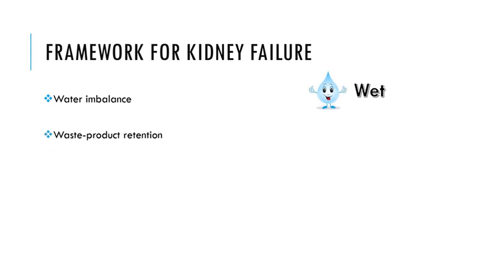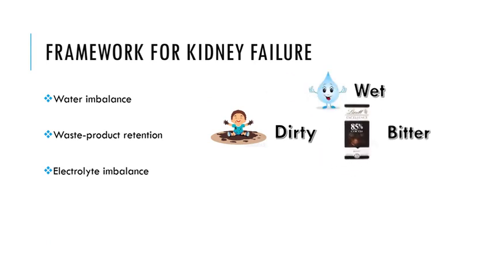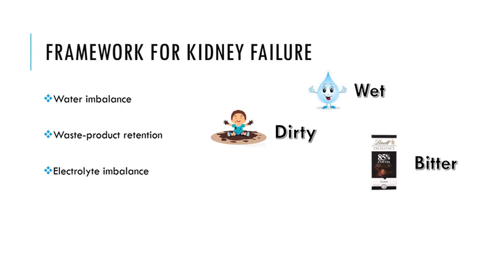So the next category is waste product retention. If you don't get rid of waste, we will talk about dirty, and this will then be things like your urea. Electrolyte imbalances. The reason we have chosen bitter as the electrolyte imbalances is because if you ever have to taste a slow K tablet, open it up and actually taste it, they are incredibly bitter. So a way I've helped you to remember is dark chocolate. I find it quite bitter, so hopefully it will help you remember bitter.